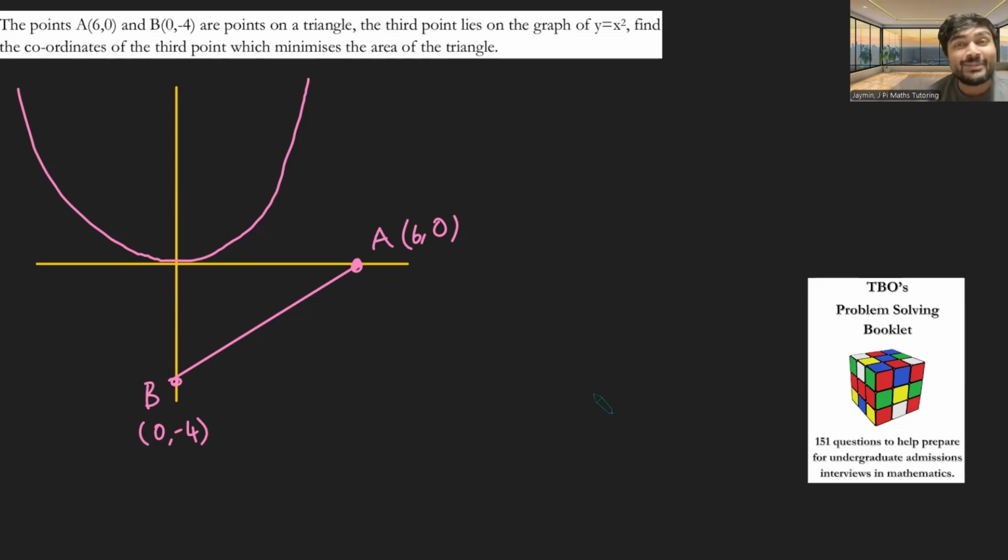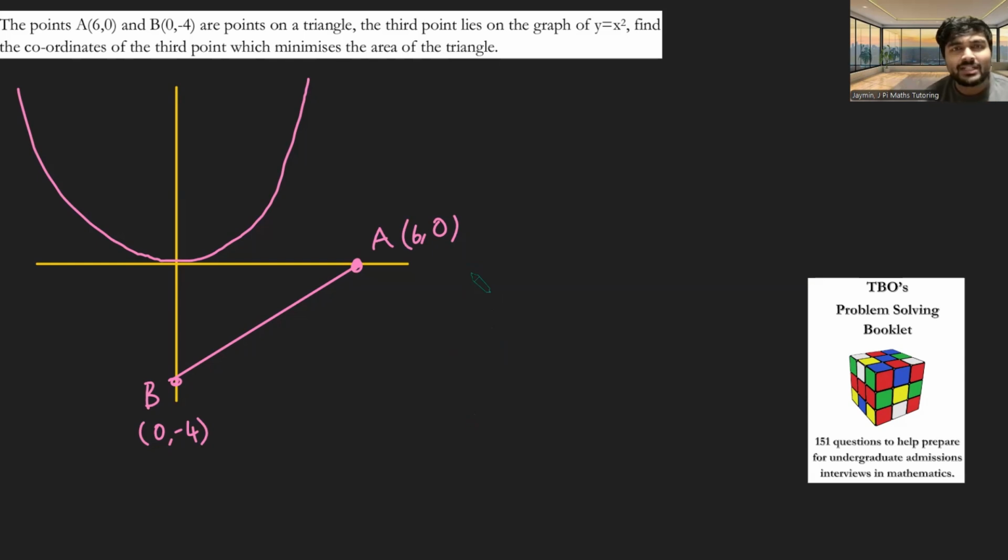Today I've got a problem from TBO's problem solving booklet designed for students preparing for the Oxford and Cambridge mathematics interviews. I know a lot of you this week have had your interviews at Cambridge for maths, and maybe a couple with Oxford, but most of Oxford's are this week. So if you're watching this and you have an Oxford maths interview or a Cambridge one, best of luck. Anyway, let's dive into this one.